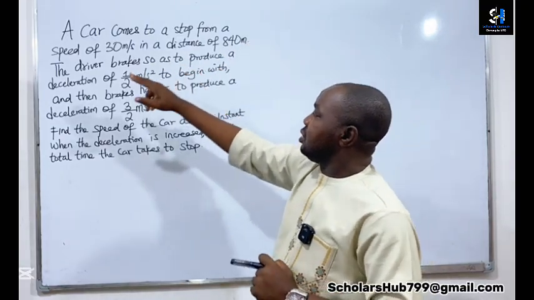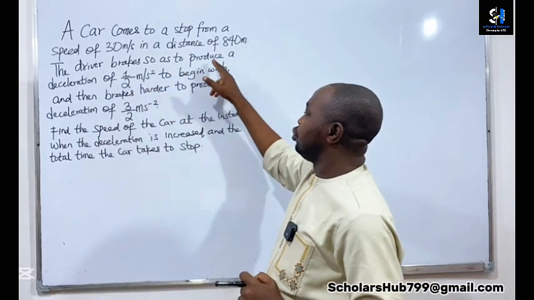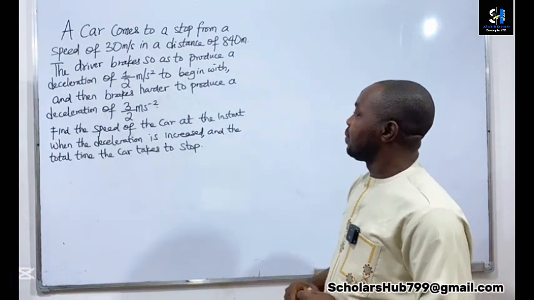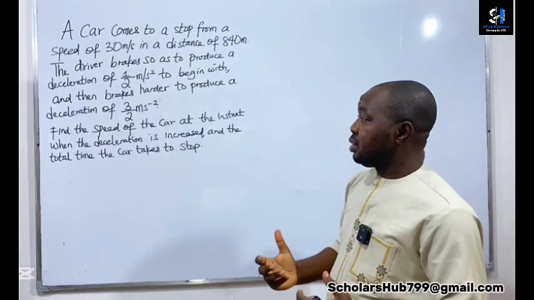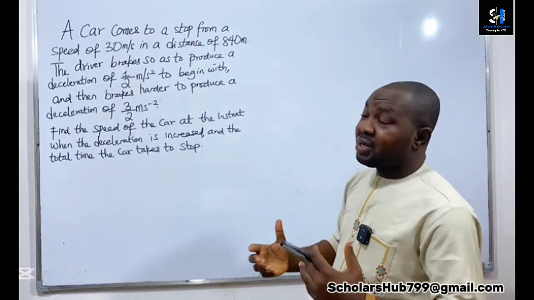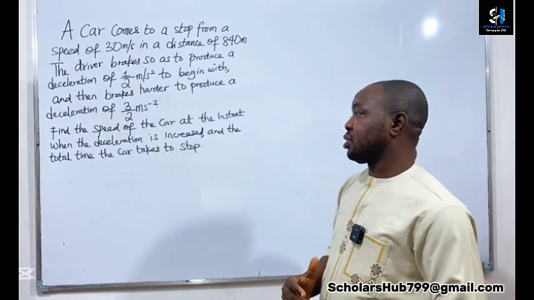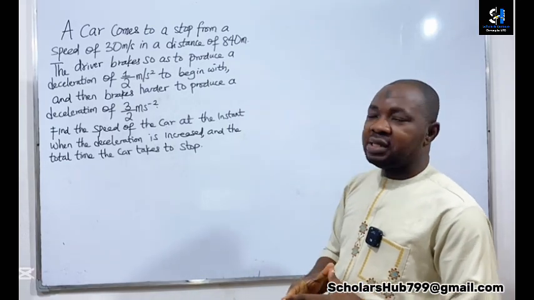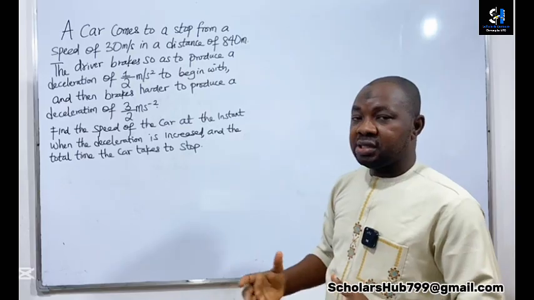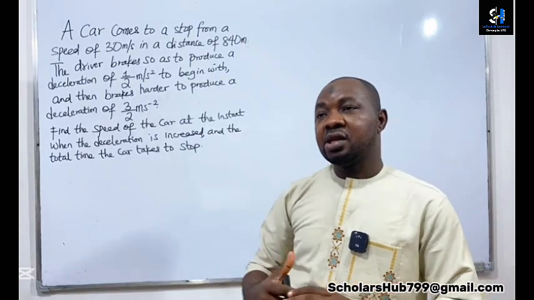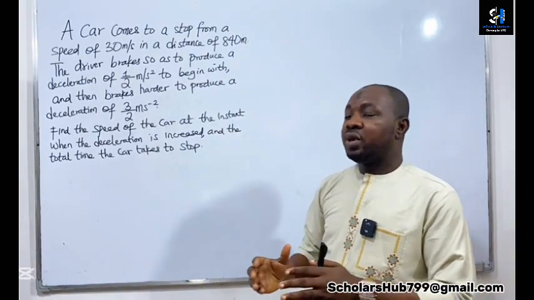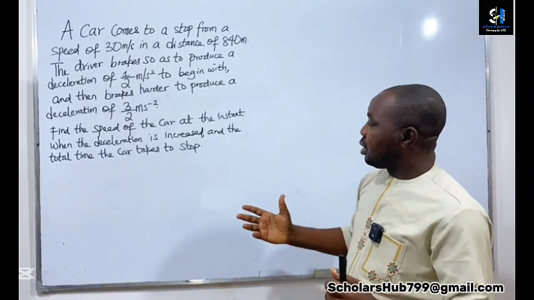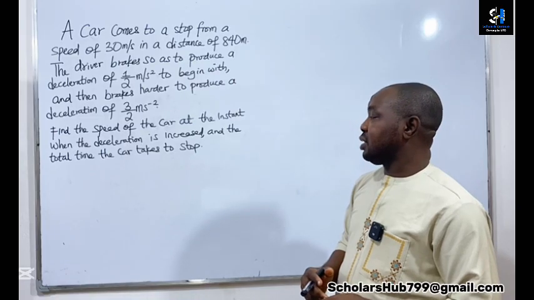But first, the driver brakes so as to produce a deceleration of 1/2 meters per second square to begin with, and then brakes harder to produce another deceleration, which is 3/2 meters per second square. So we're asked to find the speed of the car at the instant when the deceleration is increased, that is, the speed when the deceleration changes, and the total time the car takes to stop.